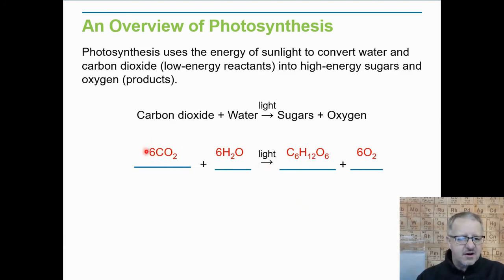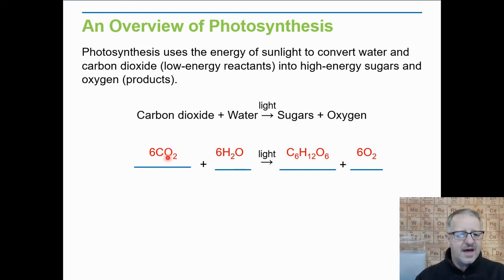So this tells us there are 6 carbons, because 6 times 1 is 6. And if we look over here, the only carbon we have here is C, and it also has a 6, so that means there's 6 carbons. So we have the same amount of carbons on both sides.